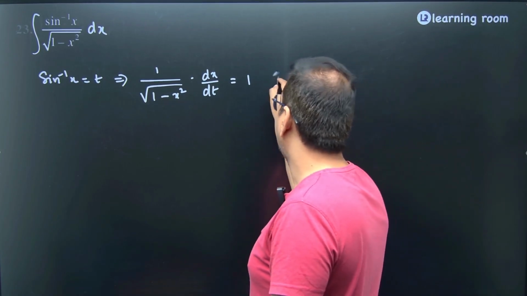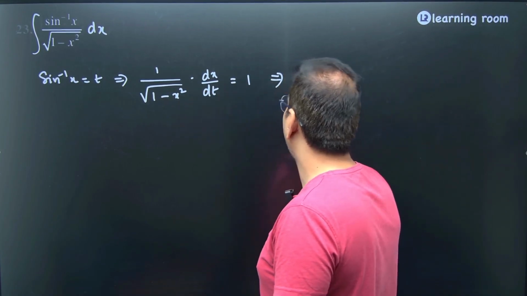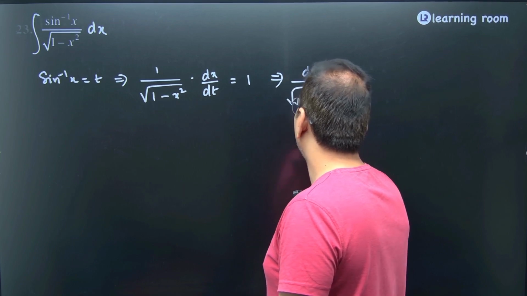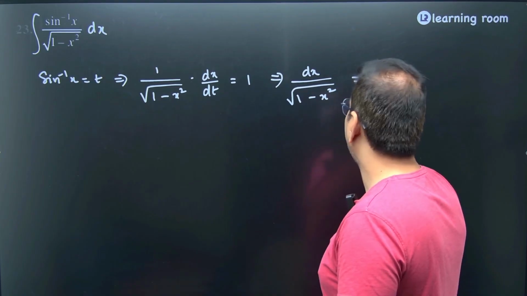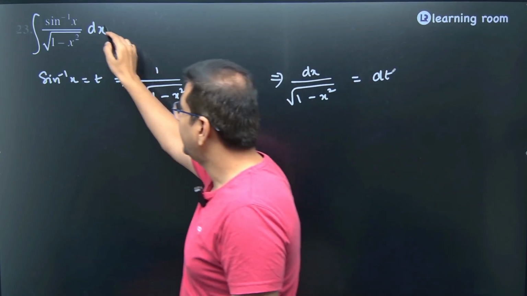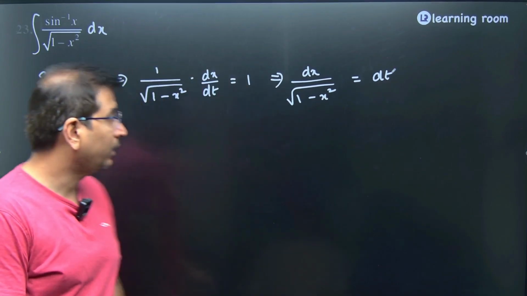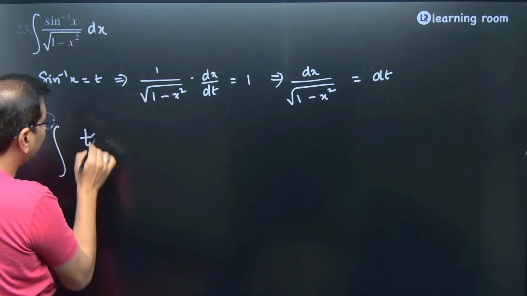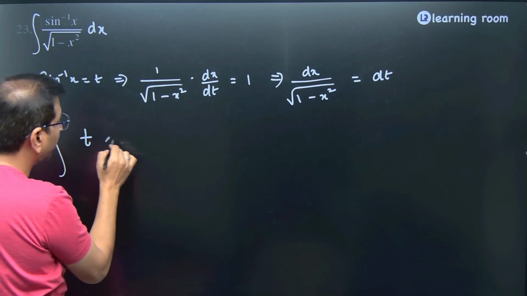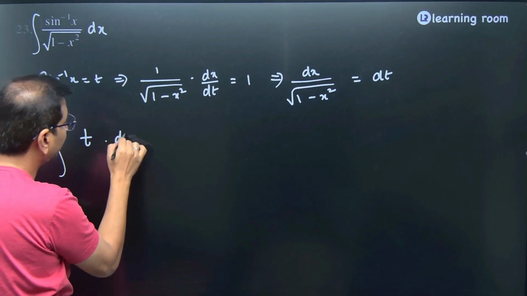So this implies dx divided by root of 1 minus x square is equal to dt. So dx divided by root of 1 minus x square is dt. So the whole question will get converted as the integral of sin inverse x, which can be written as t, dx by root of 1 minus x square, which can be written as dt.